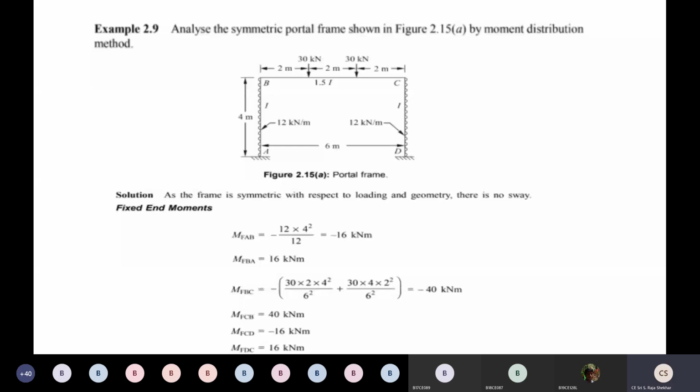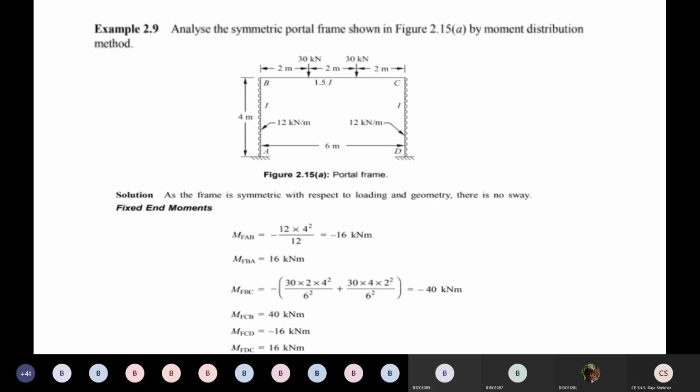the first requirement is calculation of fixed end moments. First we need to calculate the fixed end moments due to loading, that we need to calculate for different members. So this is the AB member. For the AB member, two fixed end moments are there. The first one is MFAB and the second one is MFBA.